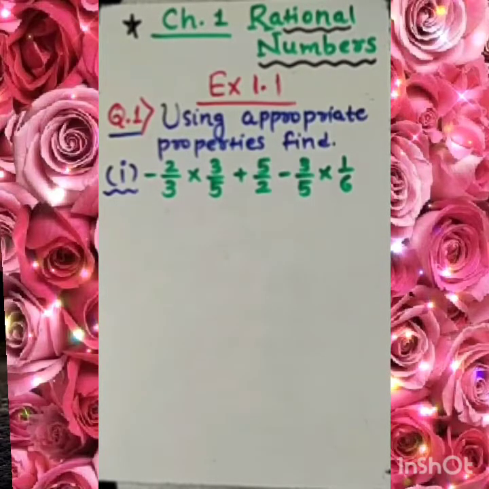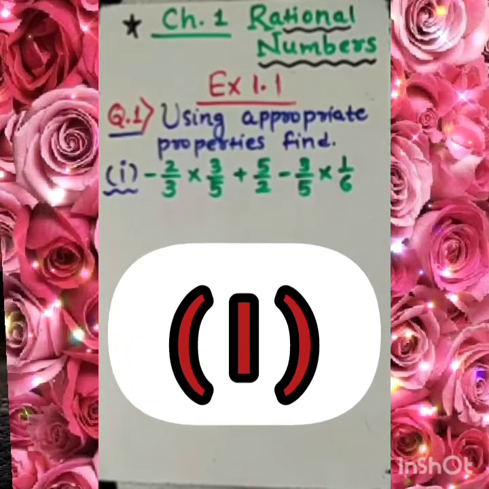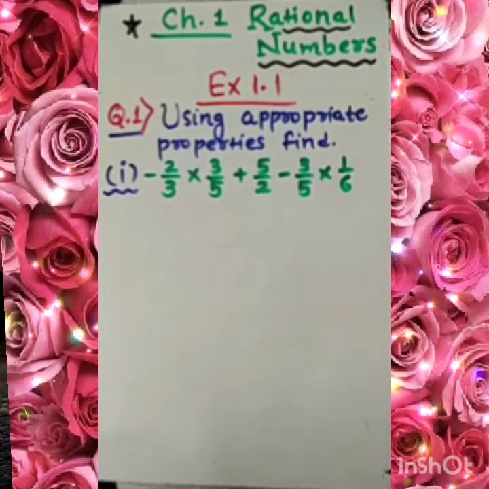Now what is the first question? I am reading it here: minus 2 by 3 into 3 by 5 plus 5 by 2 minus 3 by 5 into 1 by 6. This is the question. Now, dear student, first of all, it's our responsibility to separate it in term form. Which are the terms? You have studied this word term in algebra, in algebraic expressions, where the terms can be separated through plus and minus signs.